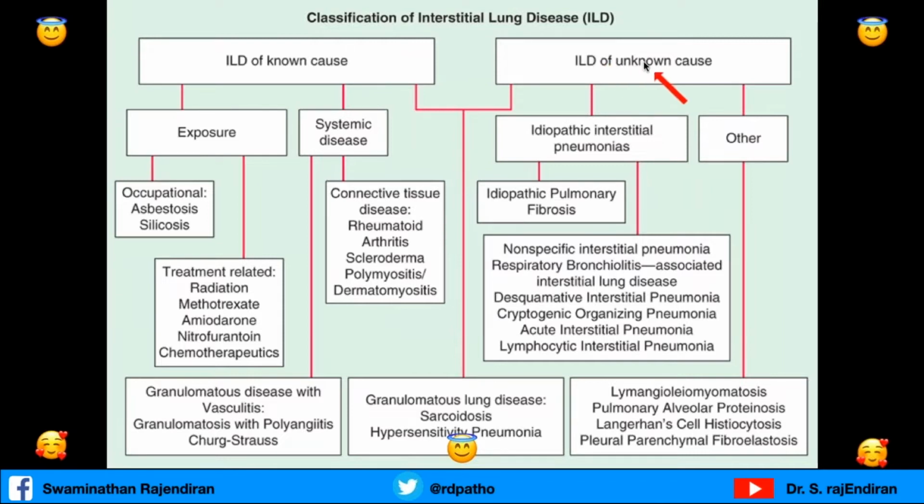When we don't know the cause, it can be idiopathic, as you know, or others. In the others, we get lymphangioleiomyomatosis, pulmonary alveolar proteinosis, Langerhans histiocytosis, and pleuroparenchymal fibroelastosis. And all the interstitial pneumonias I talked about in the previous slide, we don't know the exact cause, so they fall under the idiopathic.